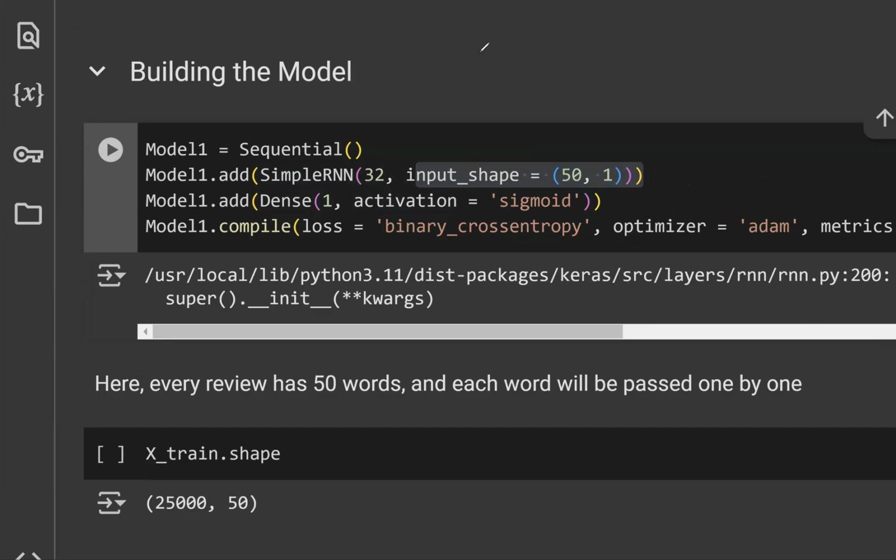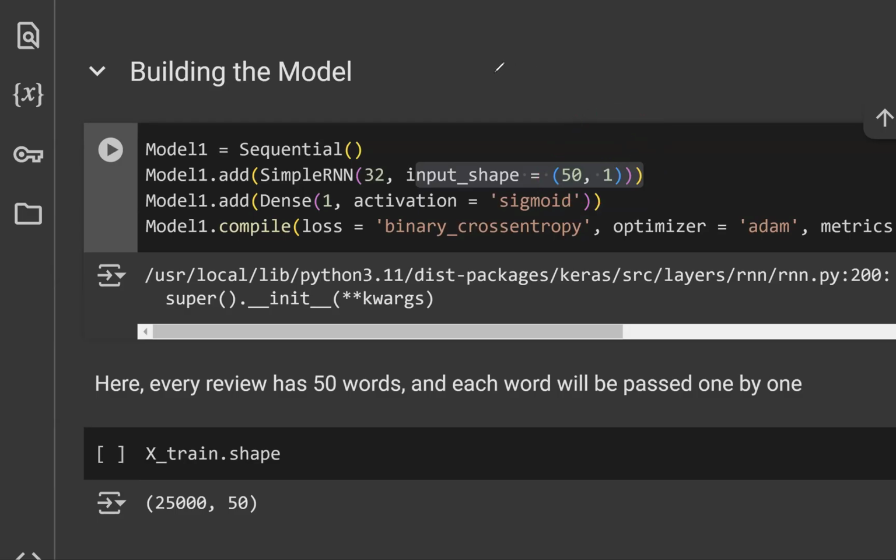You say, Govind, your input was 25,000. Yes, it was there, but I did not pass it. Yes, I will pass it later. It's just that I have 25,000 reviews. This is the shape of one review. Every review has a shape of 50,1.